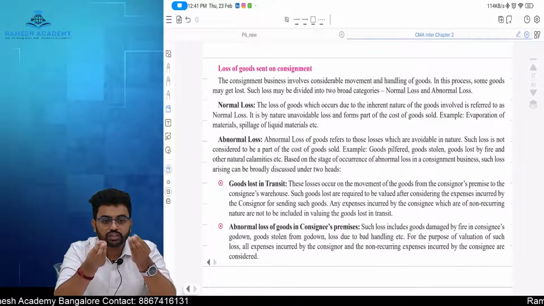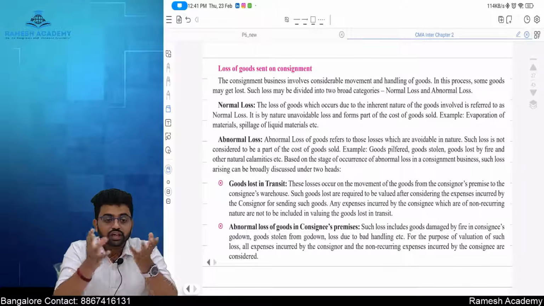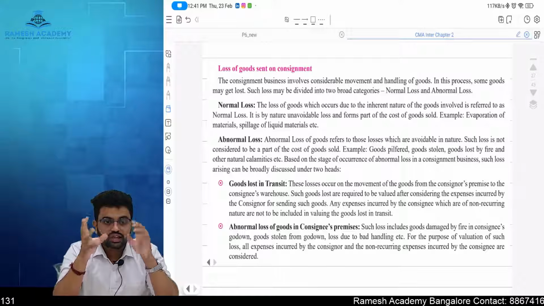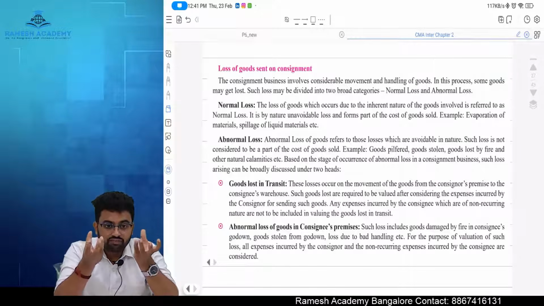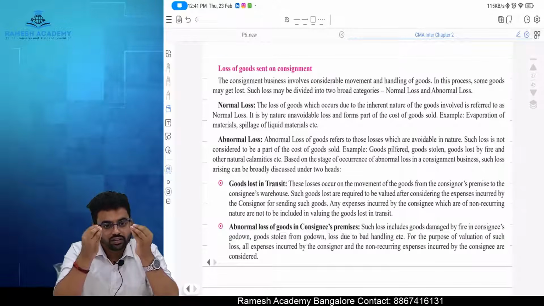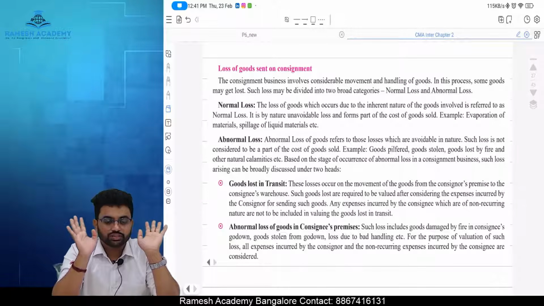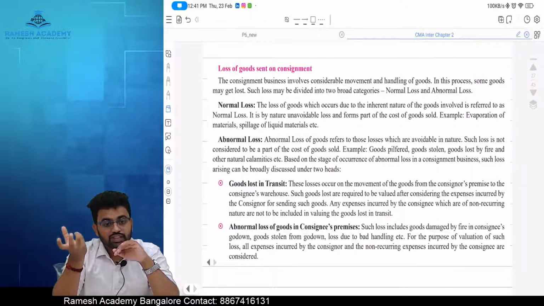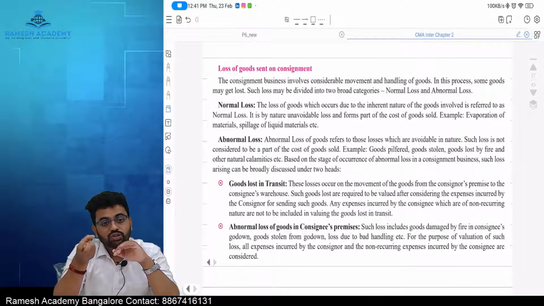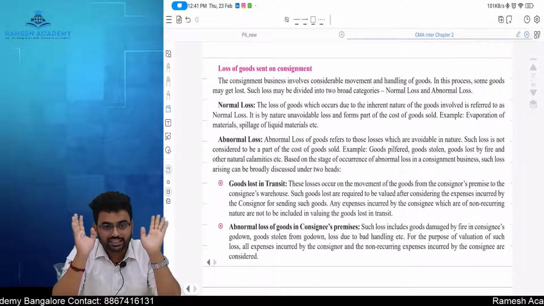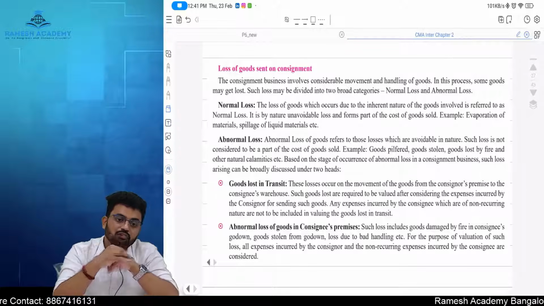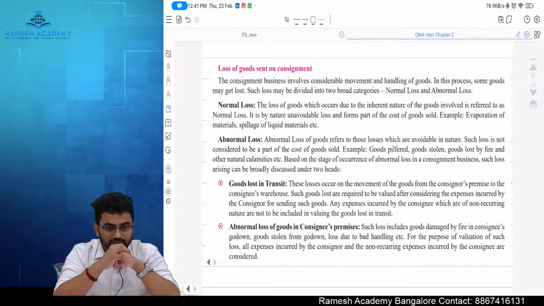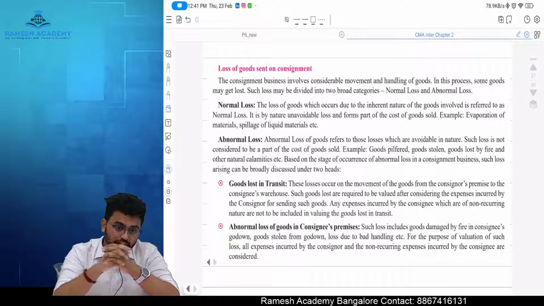For example, if it's petrol, evaporation is the nature of the goods. If it is fruits, spoilage to some extent is the nature of the goods. If it's flowers, spoilage of certain flowers to some extent is a normal loss. It is the nature of the particular goods. Whereas abnormal loss is incurred due to your ignorance, due to your negligence. You can avoid abnormal losses. Loss by fire, loss in transit, all those things you can avoid.